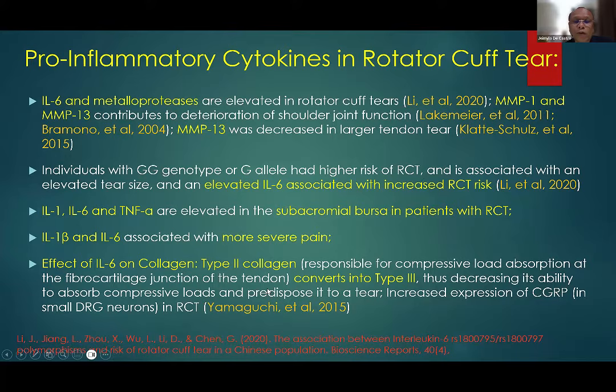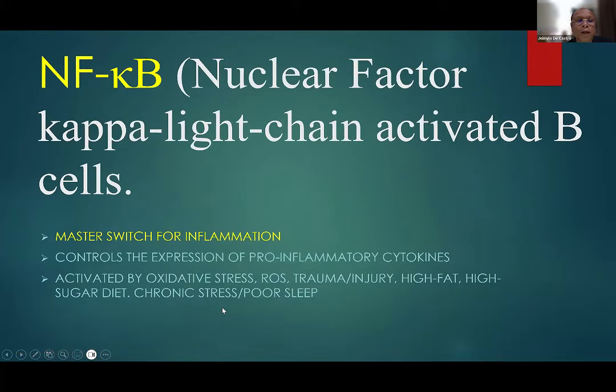And of course, there is also an increased expression of calcitonin gene-related peptide, CGRP, in the dorsal root ganglia in RCT. Now, the real culprit here actually is nuclear factor kappa B. This is what they call the master switch for inflammation.